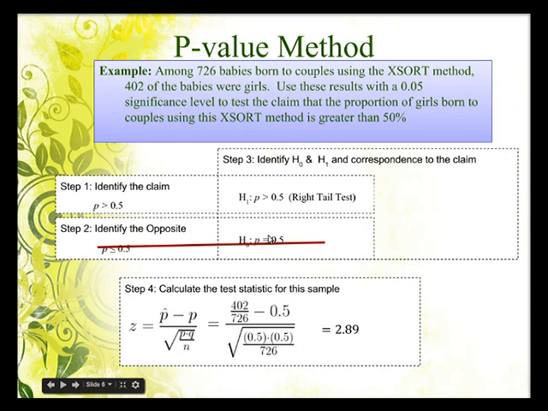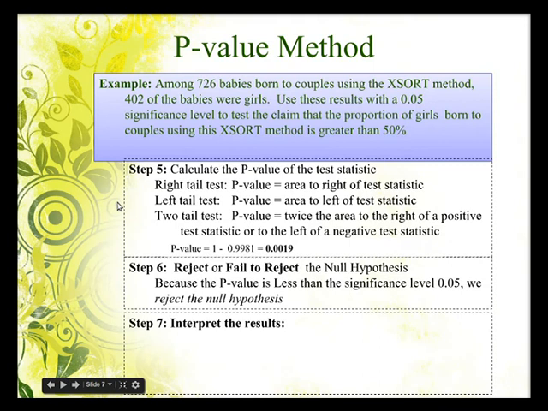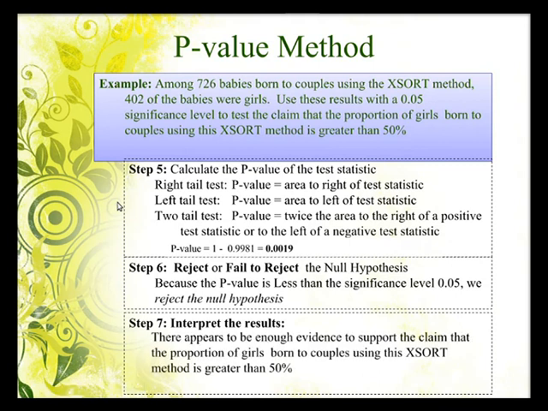So since we're rejecting the null hypothesis, that means effectively we have enough evidence to support our claim that the proportion was greater than 0.5. Again, since the null hypothesis went along with the opposite, and we rejected the null hypothesis, we can effectively support our claim. So there appears to be enough evidence to support the claim that the proportion of girls born to couples using the H0 method is greater than 50%.